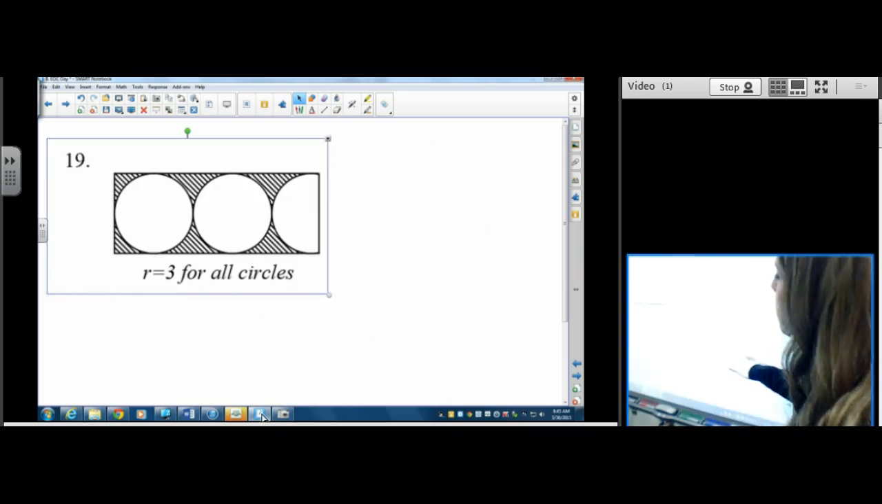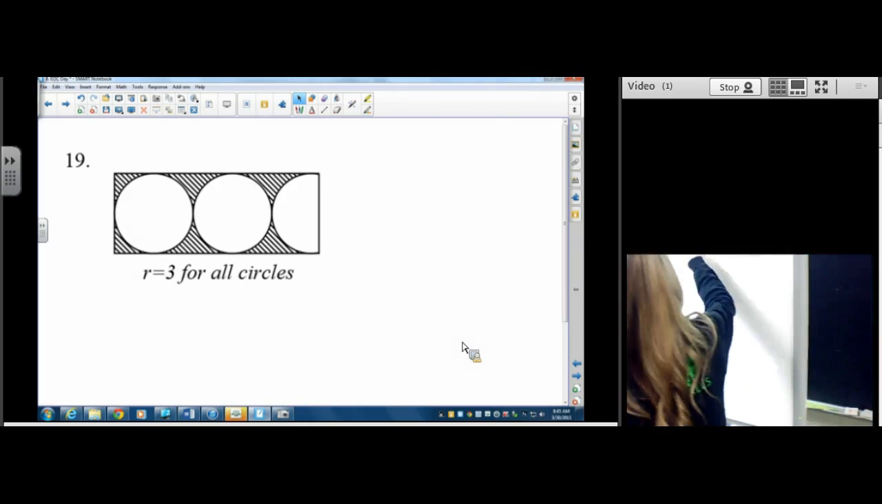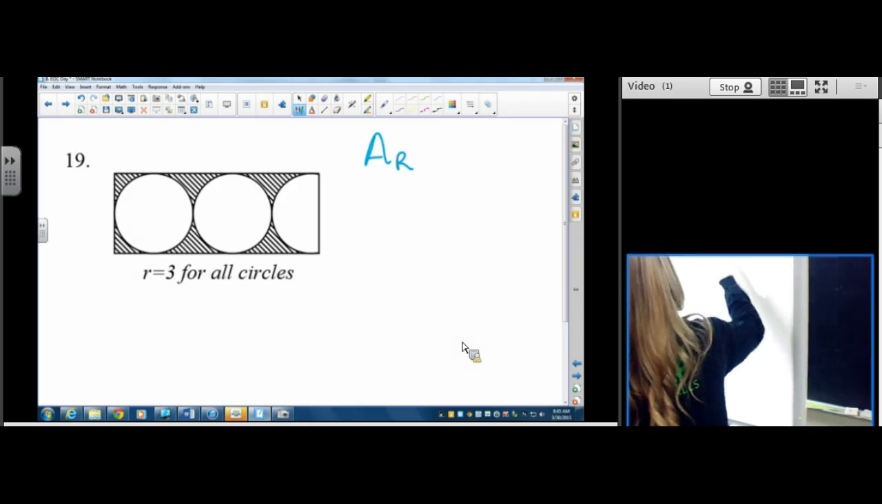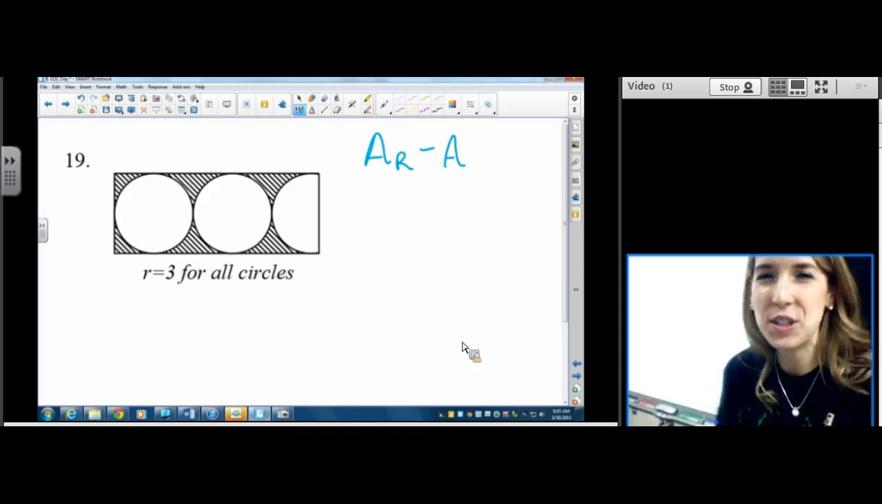19, this is a good one. We're doing the area of a rectangle minus the area of how many circles do we have?